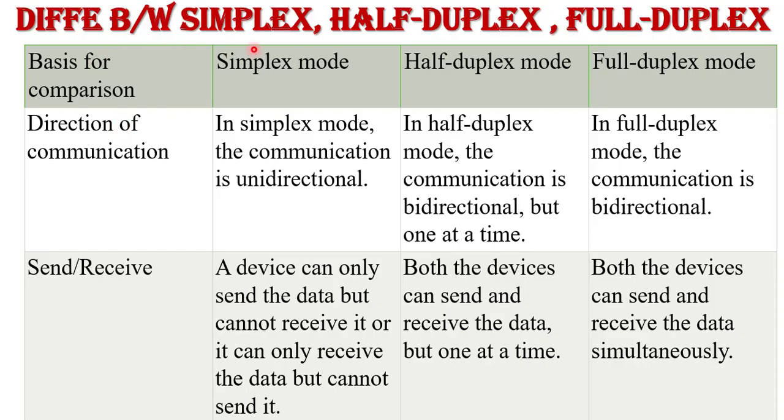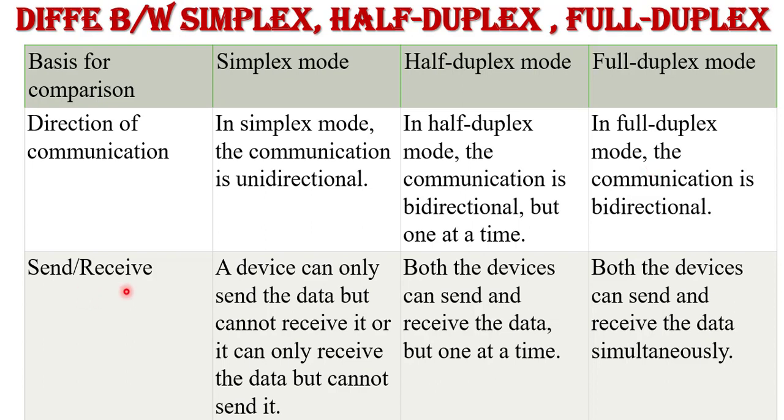Now the difference between simplex, half duplex and full duplex. First difference is direction of communication. In case of simplex, the communication is unidirectional. Only one device can send and the other device can receive. In half duplex mode, the communication is bidirectional but not at the same time. One device can transmit and receive both but not at the same time. In case of full duplex mode, the communication is bidirectional. It means one device can transmit and receive at the same time.